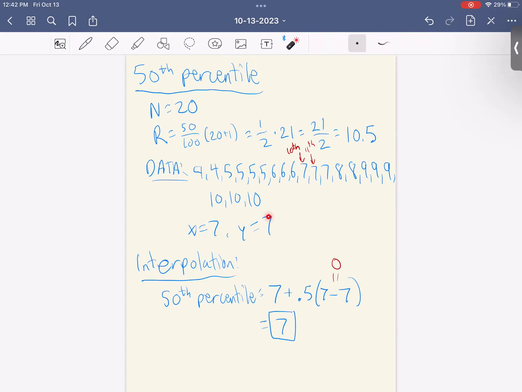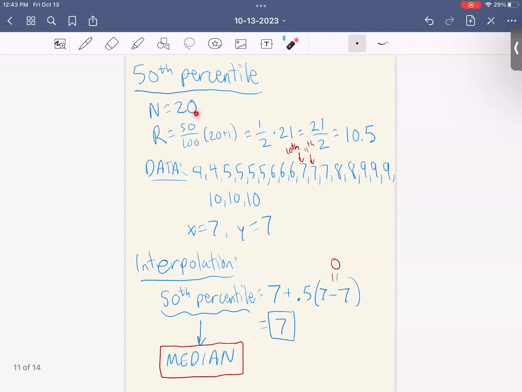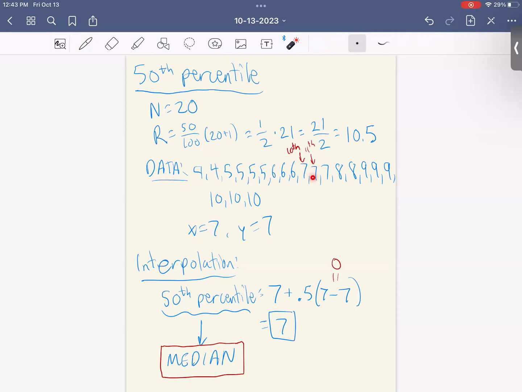So in fact, when x and y match, when your rank falls in between two data entries that are the same, then the percentile is always just going to be that number, whatever it is, okay? And the 50th percentile has another name that we'll talk about next time. The 50th percentile is also called the median. And this is, in fact, exactly how you calculate the median. When you're looking for the median of a data set with an even number of data entries, you take the two middle entries and you take their average. That's exactly what this interpolation formula does. So we'll see next time that this is equivalent to calculating the median. It's the same thing as calculating the median.